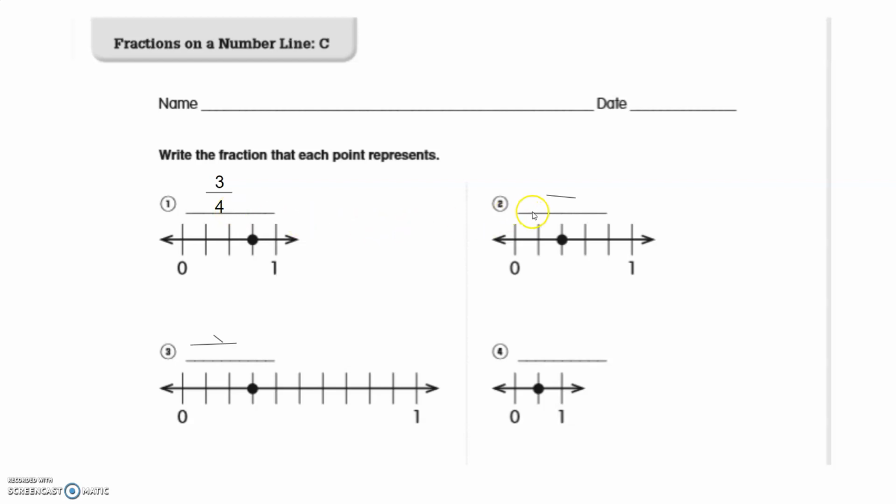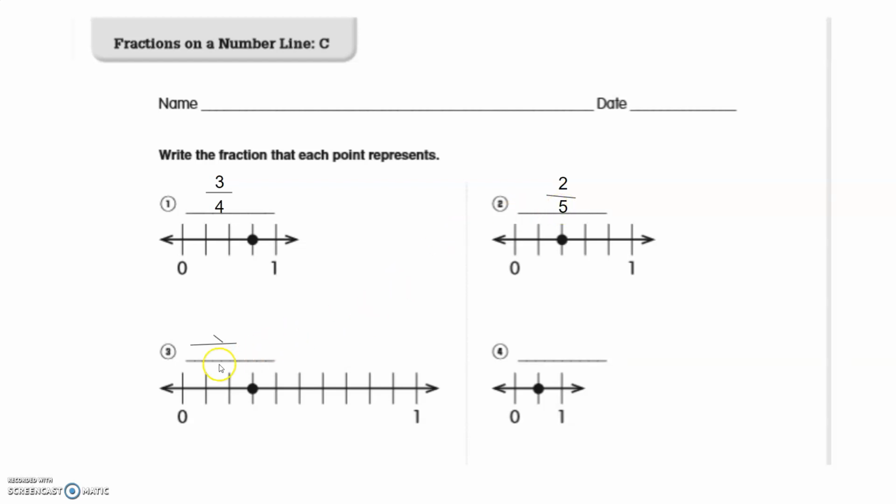Okay, let's do number 2. First step, we count the whole number line from 0 to 1. 1, 2, 3, 4, 5. So the bottom number is 5. Okay, then we count how many spaces to this dot. There's 1, 2. So the top number is 2. It's 2/5.